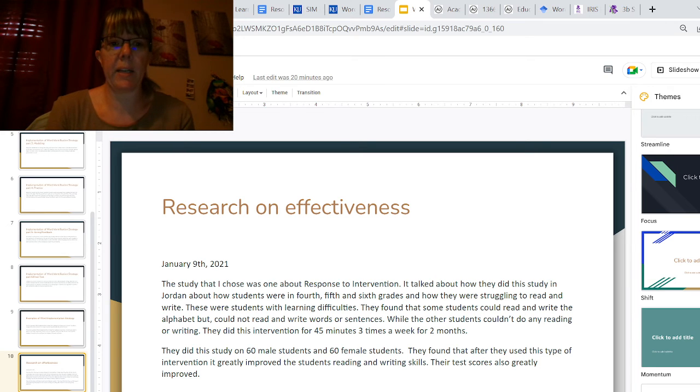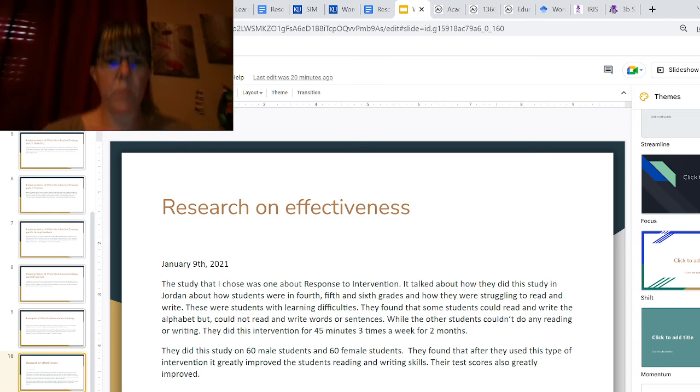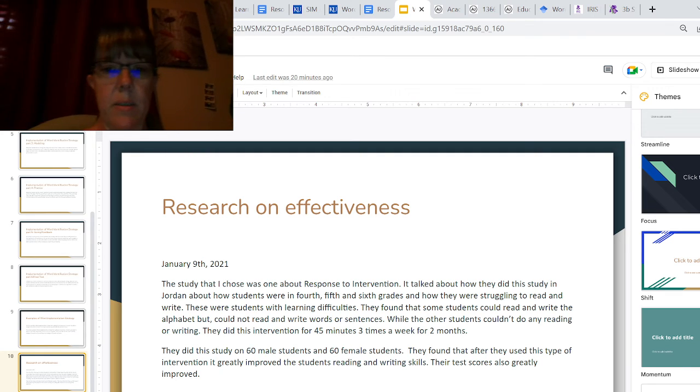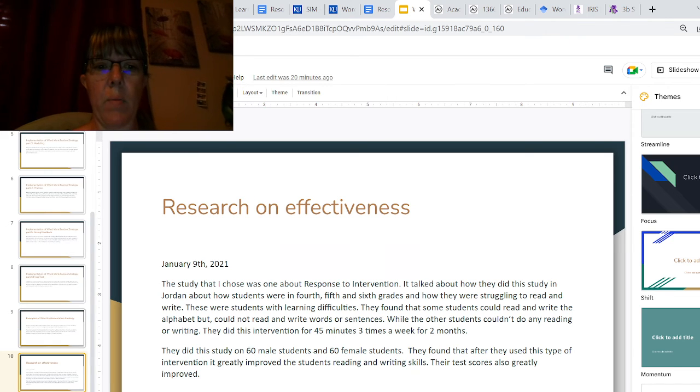Research on effectiveness. The study that I chose was one about response to intervention. It talked about how they did this study in Jordan, with students in 4th, 5th, and 6th grades who were struggling to read and write. These were students with learning difficulties. They found that some students could read and write the alphabet, but could not read and write words or sentences, while the other students couldn't do any reading or writing.